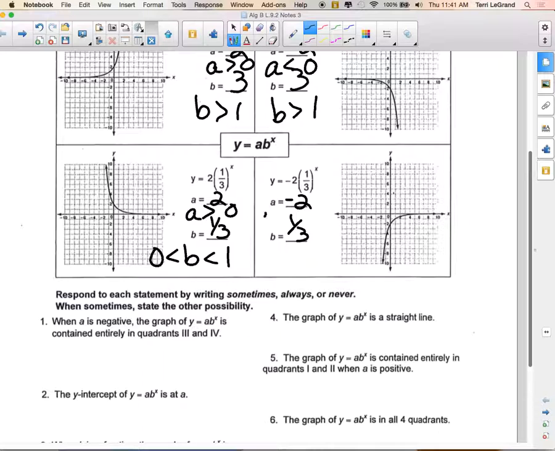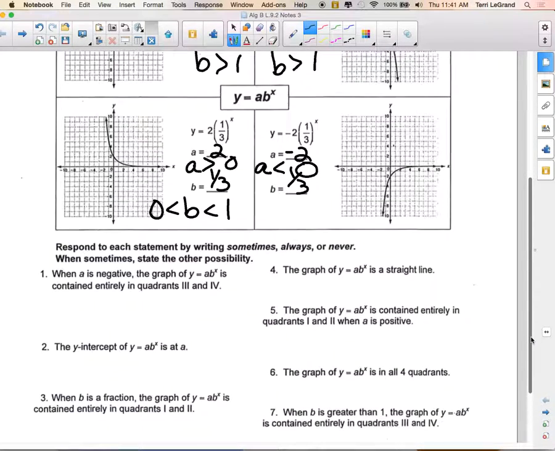This one. A is less than, not 1, 0. The only thing A can't be is 0. And what's our B value? Less than 1 but greater than 0. Okay, so between 0 and 1 again.